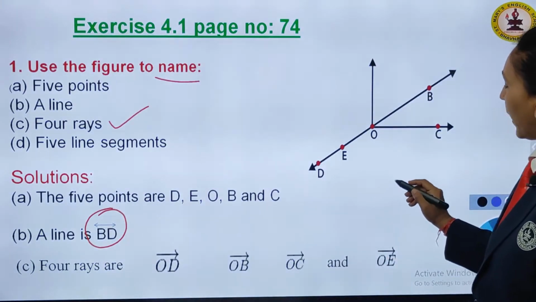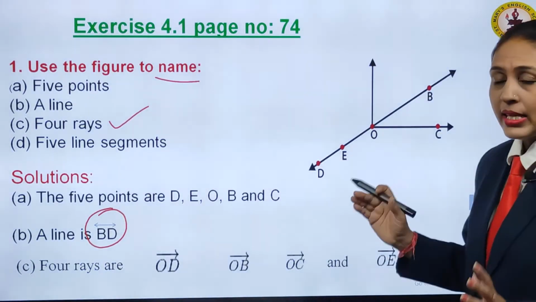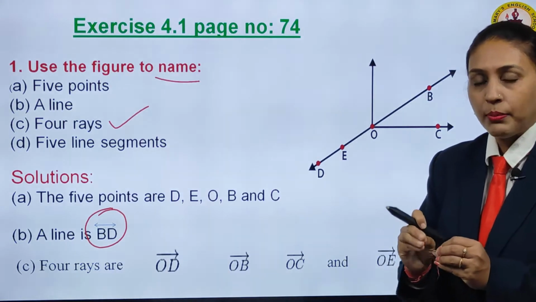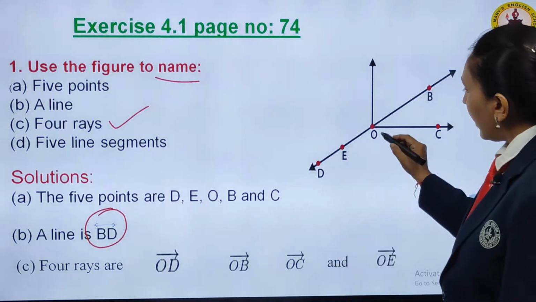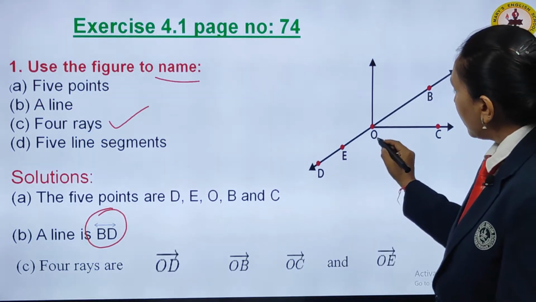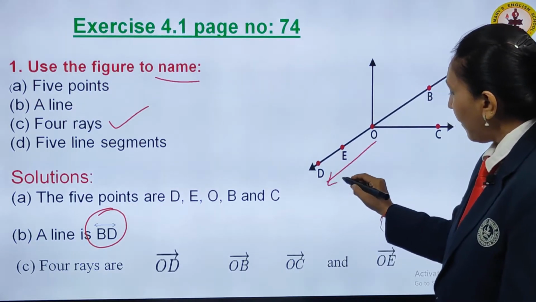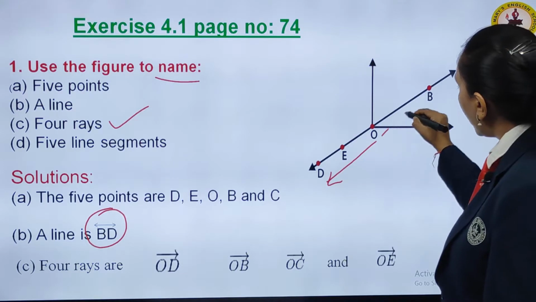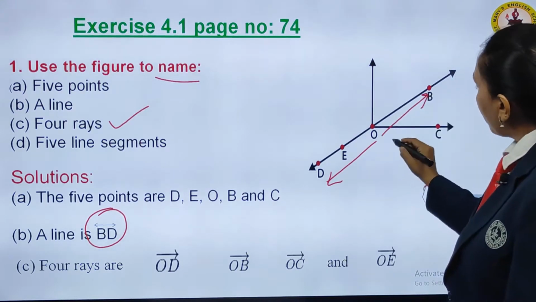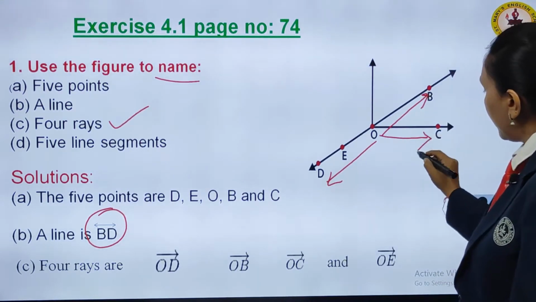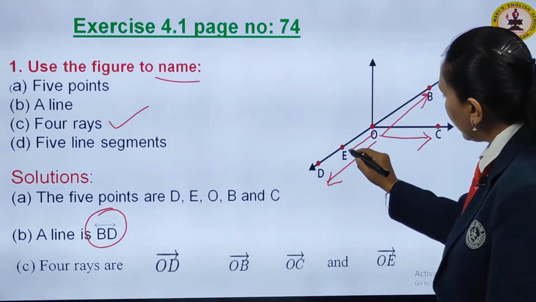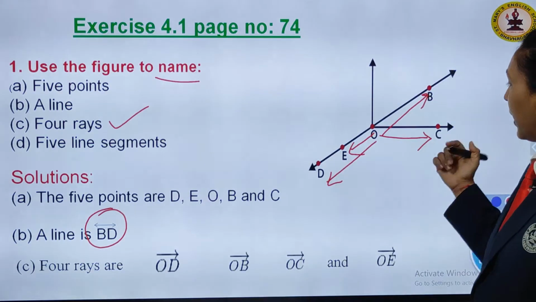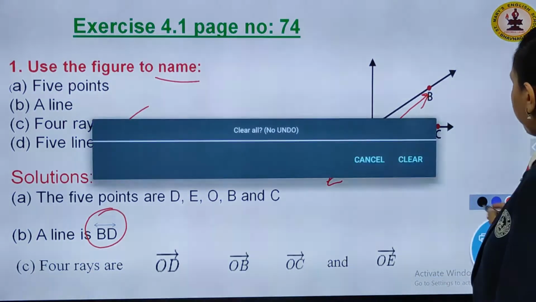Now which are the 4 rays, children? A ray has a starting point but we do not have an ending point. You can see here, I can name it as OD, that is one ray. Again we have OB, another ray. You have OC, the third ray. Again you can tell it as OE also as another ray. So we have named the 4 rays here.